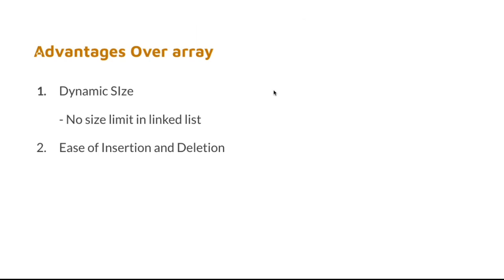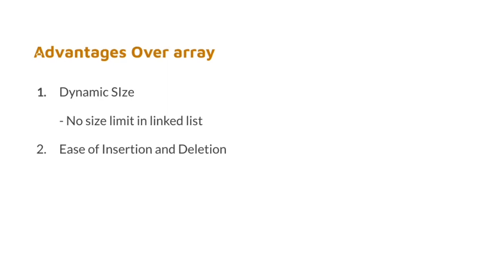So this is one interview question. So there are mainly two advantages of linked list over an array. First, linked list has a dynamic size. So if you have worked with array, you know like array has a size limit. You have to define a size of an array. But in case of linked list, there is no size limit. Linked list has a dynamic size. So there is no limit of size in linked list.